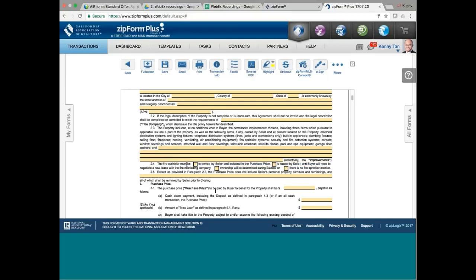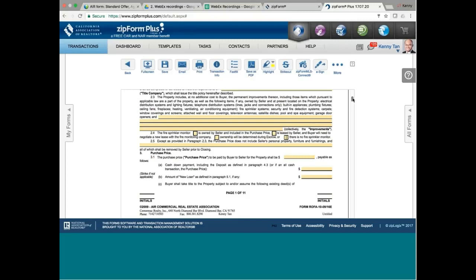And then here's the fire sprinkler monitor. You can specify whether it's owned or leased by the seller. It could be owned or it could be leased, so you have to check one or the other. This has to do with the fire sprinkler, and the buyer will need to negotiate a new lease with the fire monitoring company. Sometimes you know the ownership, so you can immediately specify. Other times you don't know. You just say ownership will be determined during escrow. Or maybe there's no fire sprinkler monitor, so you check this box. Which box you check will depend on the situation you're in.